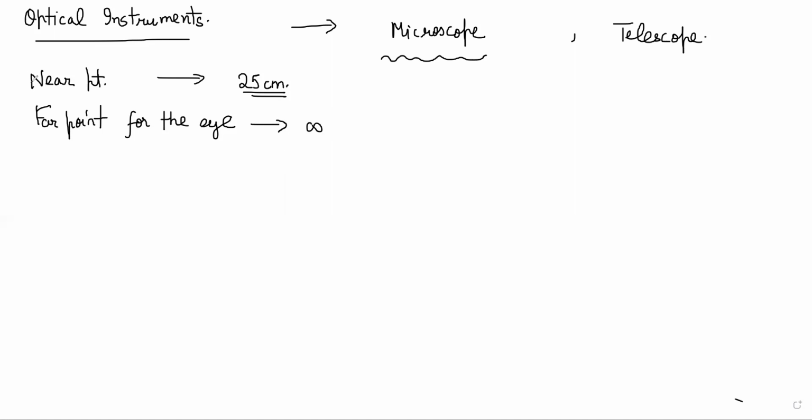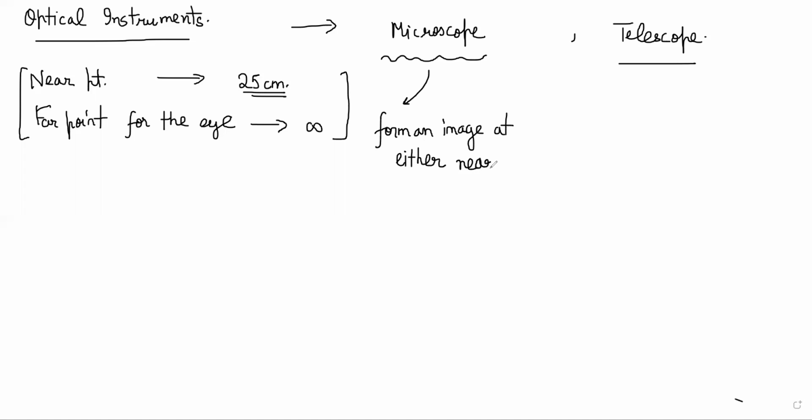So this near point and far point stuff will be important because whenever we discuss all of these instruments, you can operate the instrument in multiple ways. Like you can operate it in such a way that you form an image at either near point or far point, right? Like the image can be at infinity and you can still see it, or image can be very close to the near point and then you can see it. And in both the cases, the magnification and all will be different.